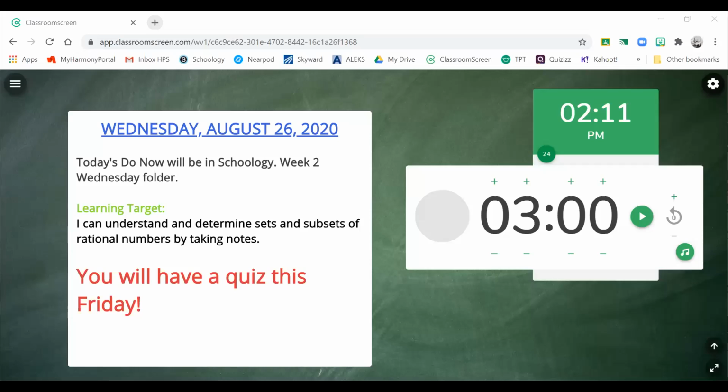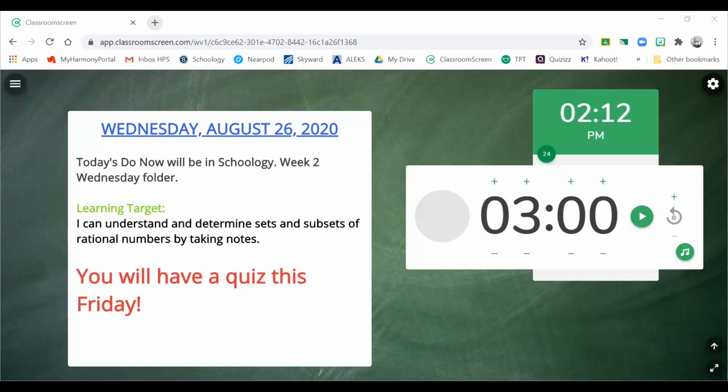So first, you should see my screen. Make sure you work on the Do Now in Schoology. That is in the week 2 Wednesday folder. That should be the first thing that you do. So if you want, go ahead and pause, work on that Do Now. Once you turn it in, submit it, come back and play the video.